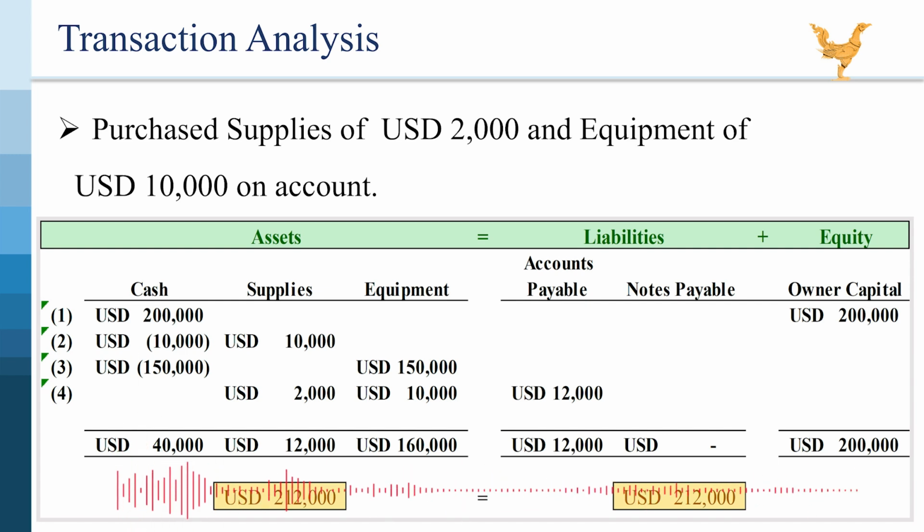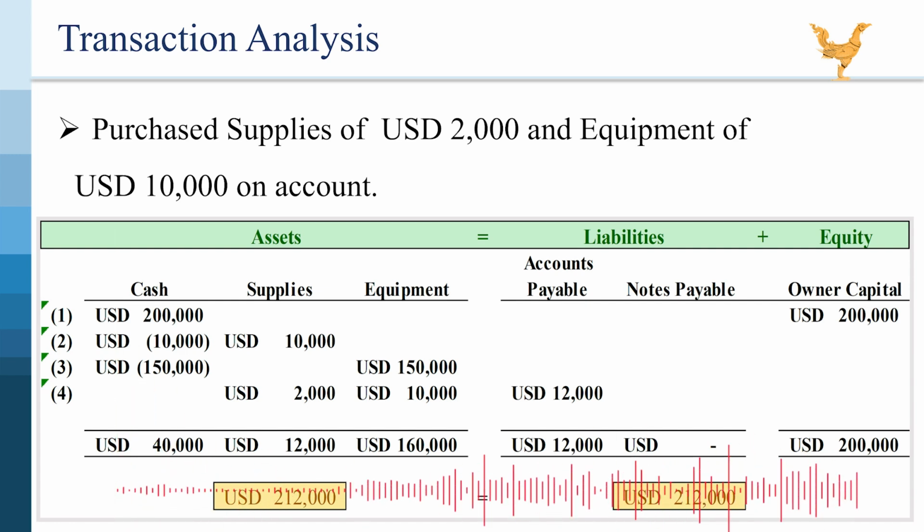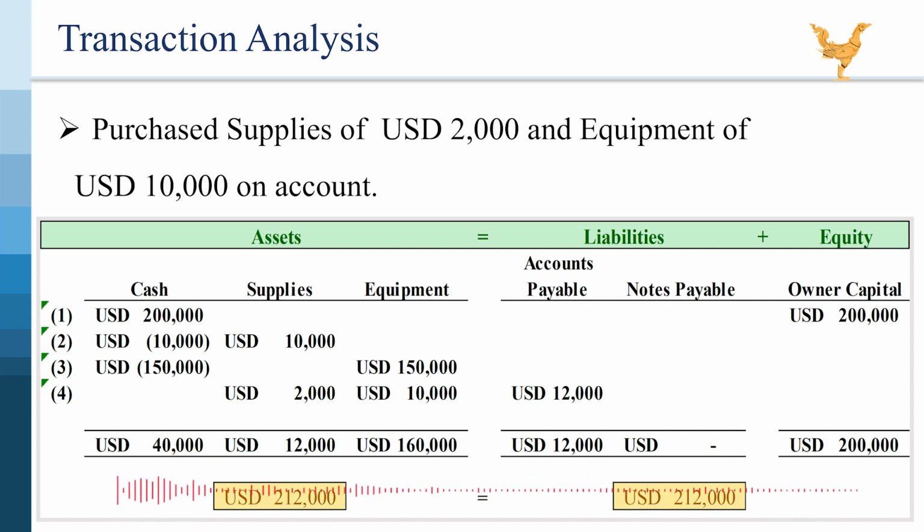Analyzing the impact. Here's how this scenario affects the accounting equation. Assets, $212,000. This is the total value of your cash, supplies, and equipment. Liabilities, $12,000. This represents the amount owed for the assets acquired on credit. Owner's equity, $200,000. This remains unchanged in this specific transaction. Connecting it to the equation: remember, the accounting equation must always balance. In this case, assets, $212,000, equals liabilities, $12,000, plus owner's equity, $200,000. The equation is balanced because the total assets equal the combined total of liabilities and owner's equity.